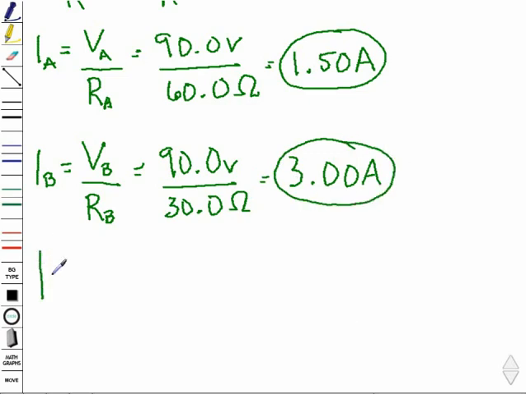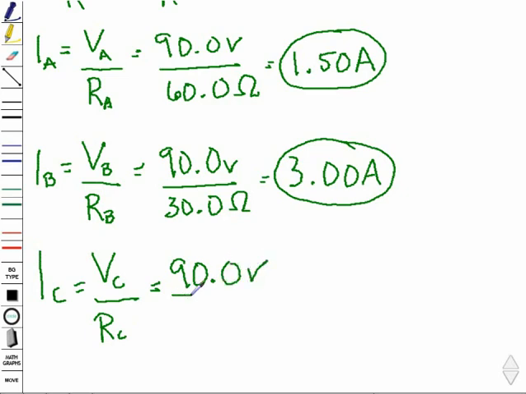Lastly, to find the current across resistor C, we need to take the voltage across resistor C divided by the resistance of resistor C. Once again, our voltage is 90 volts. And the resistance of resistor C is 20 ohms. So we find that our current across resistor C is 4.50 amps.